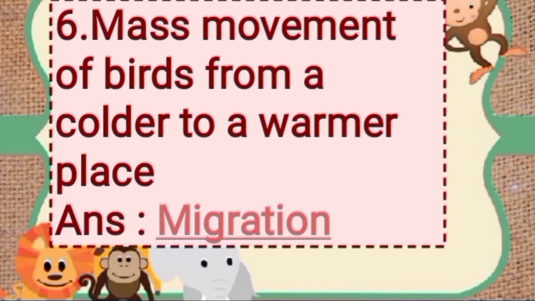Now next question, mass movement of birds from a colder to a warmer place. So the question is mass movement of birds from a colder to a warmer place. Answer: migration. So it is the large scale movement of different species from one place to another place, and most of these species migrate during specific season in search of food or water.